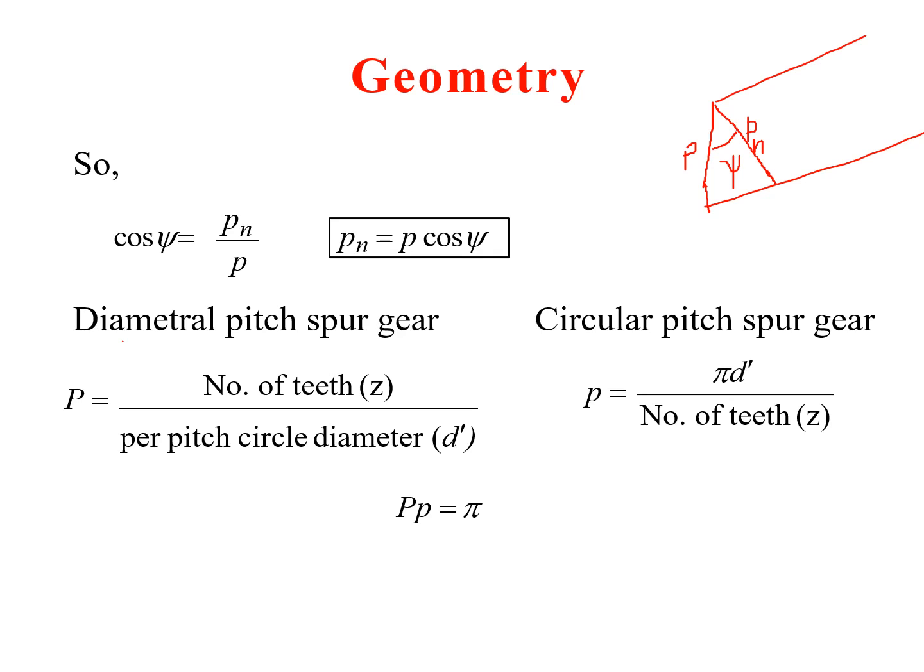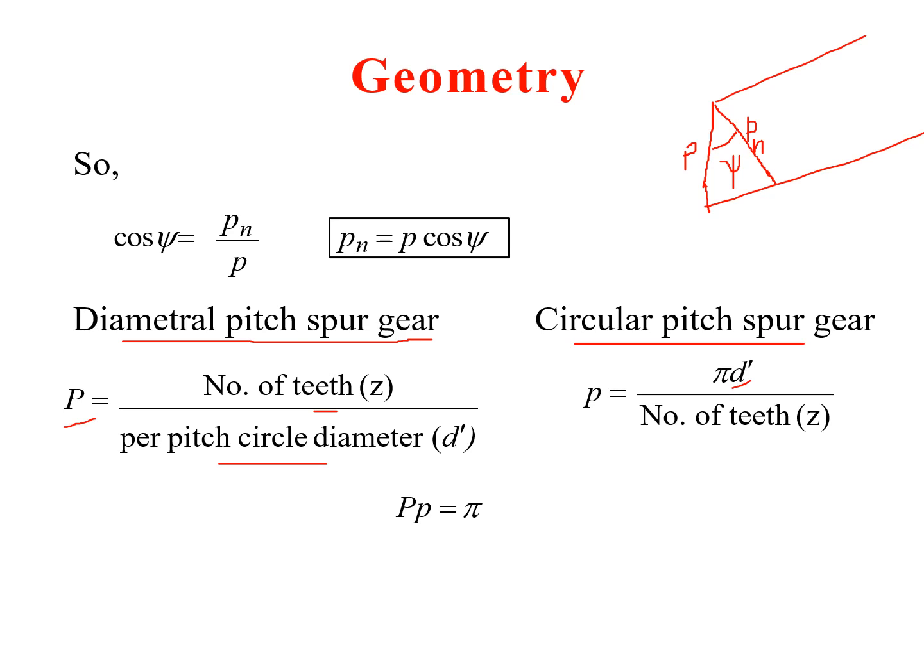Now we know that the diametral pitch of the spur gear is given by capital P, and it is given by the formula: number of teeth upon pitch circle diameter d dash. So capital P is Z by d dash, and circular pitch is given by pi d dash upon number of teeth. So pi d is nothing but your circumference.